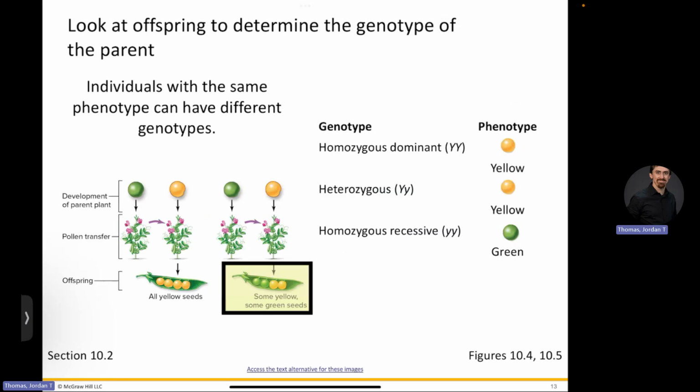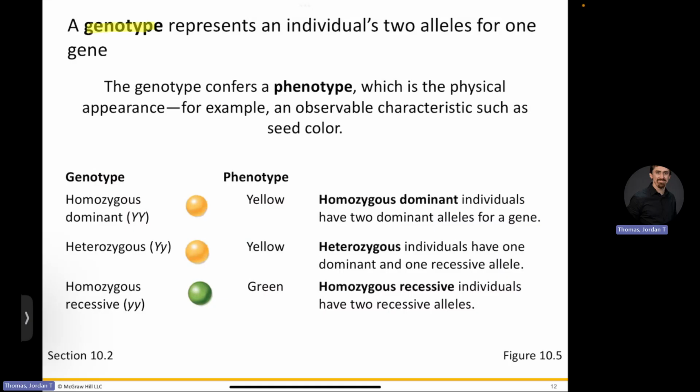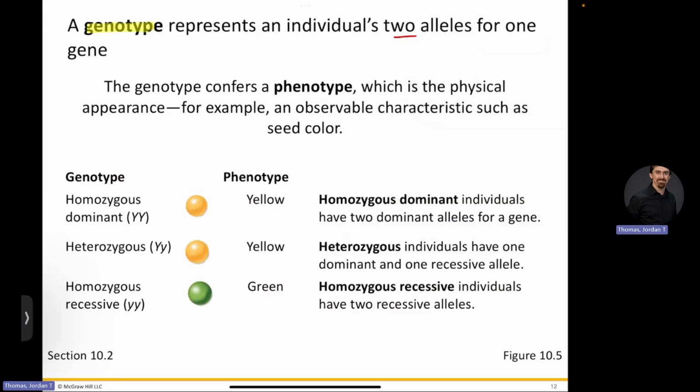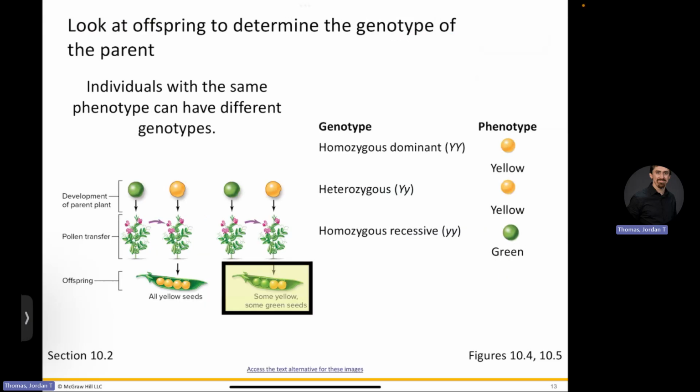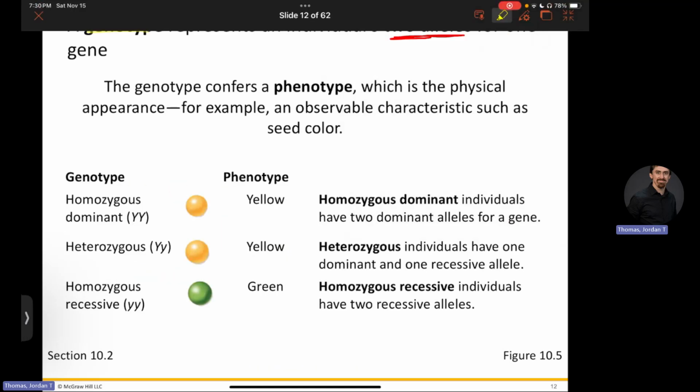So now we have two terms, and I do want you to know these two terms: genotype and phenotype. The genotype represents the individual's two alleles. The genotype confers or produces the phenotype, which is the physical appearance, for example, in observable characteristics such as seed color.